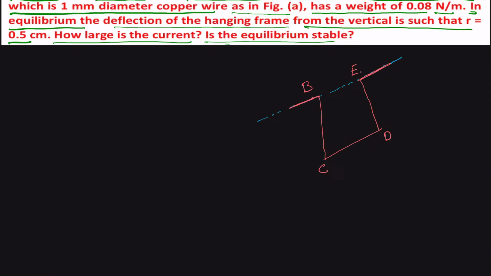Okay. And suppose this is our GH conductor. So this is G and this is our H, and the direction of the current in both is such that it is opposite direction. Okay, so let us assume that the direction of the current in GH is in this direction, and let us call this as our I1, and CD is in this direction, and let us call this as our I2.